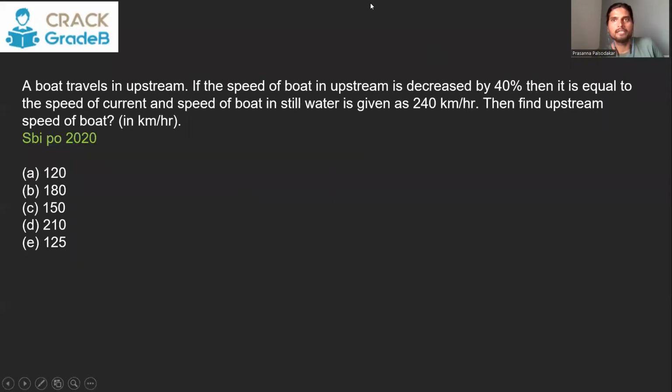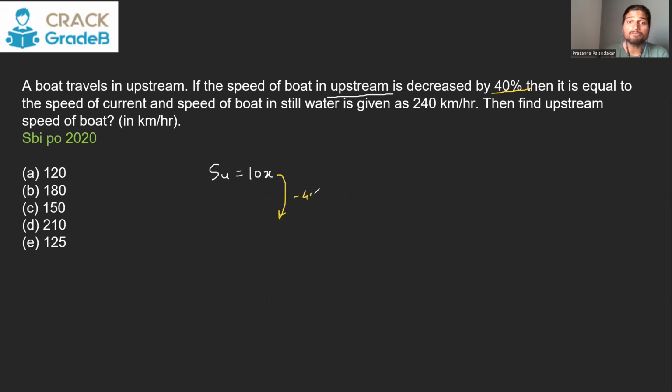Okay. Now this is a question from SBI PO, but it should be easy. A boat travels in upstream. The speed of the boat in upstream is decreased by 40%. So you know, if upstream speed is to be decreased by 40%, we can say upfront the upstream speed is 10x. Why am I taking 10? Because it is easy to calculate 40% of 10. So I say upstream speed is 10x.